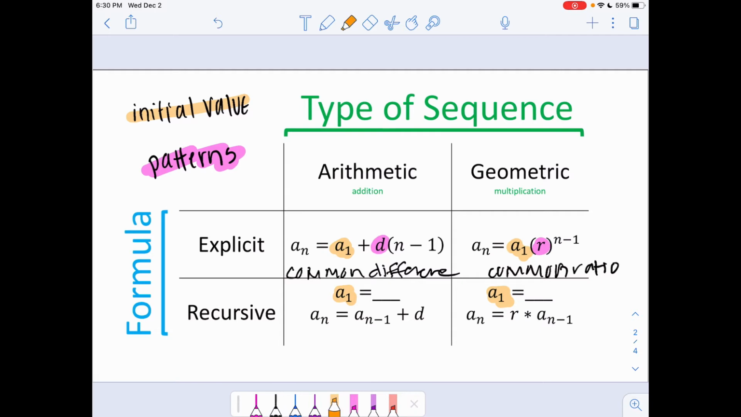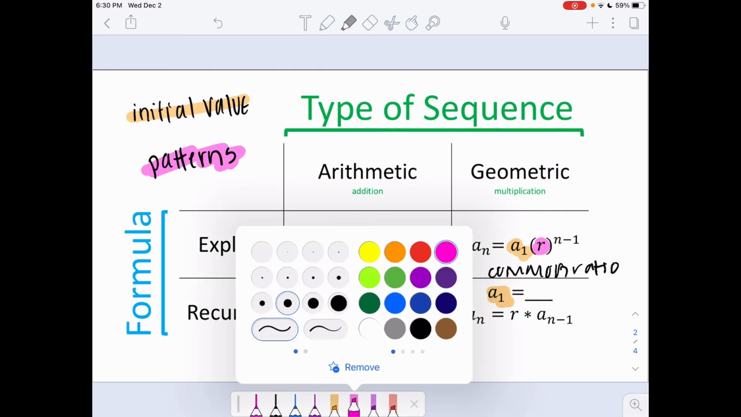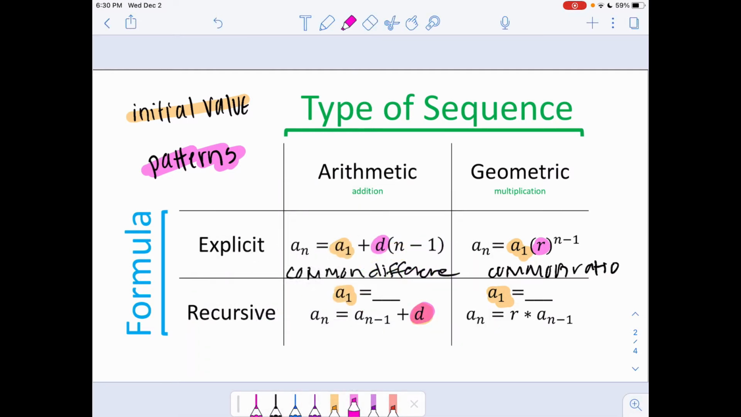In a recursive, you'll see the exact same letters. D for common difference, and R for common ratio.